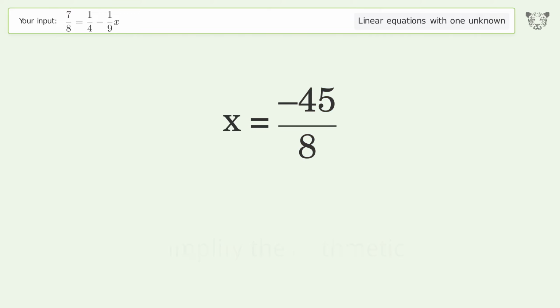And so the final result is x equals -45/8.